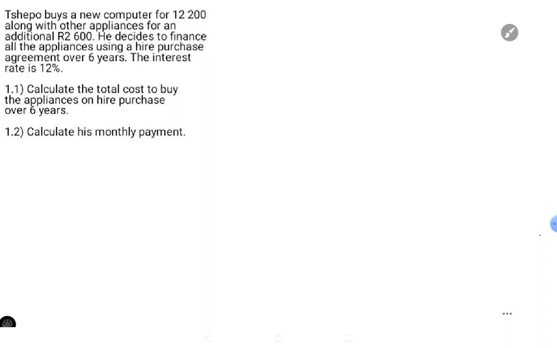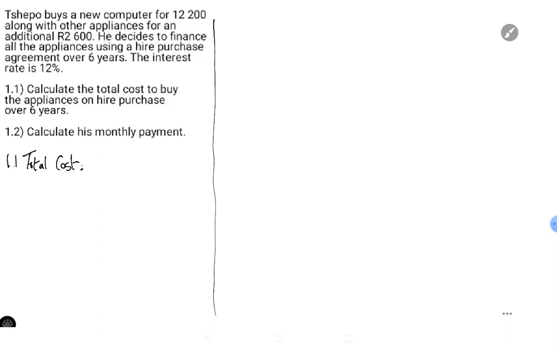So the very first thing that we want to do is 1.1 first. So let me do it this side. I'm going to do 1.1. Okay, so what we first need is the total cost, right? It's right there, total cost. So let's first calculate our total cost.